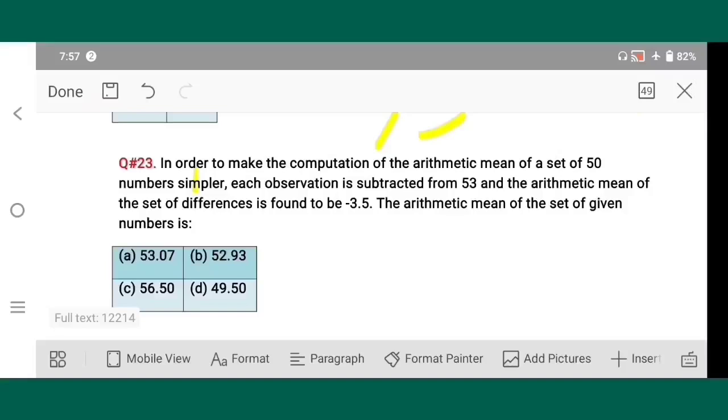Question number 23. In order to make the computation of the arithmetic mean of a set of 50 numbers simpler, each observation is subtracted from 53 and the arithmetic mean of the set of differences is found to be minus 3.5. The arithmetic mean of the set of given numbers is, the options are 53.07, 52.93, 56.50 and 49.50.